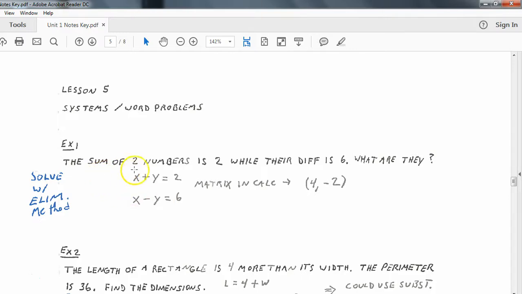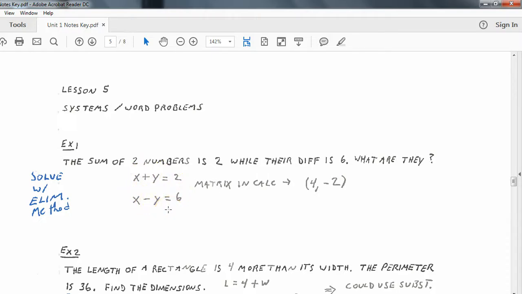It said the sum of two numbers is 2, and their difference is 6. What are the two numbers? So for the first part, the sum of two numbers is 2. We don't know what those numbers are, so we're just going to call them x and y. And we know that their sum is 2. So there's the first equation that we would write for this one. They now have a difference of 6 on the second equation.